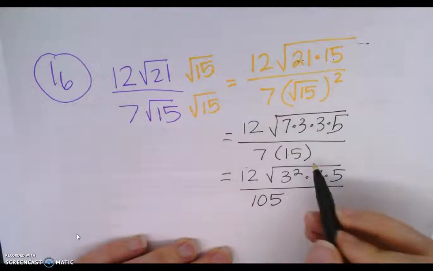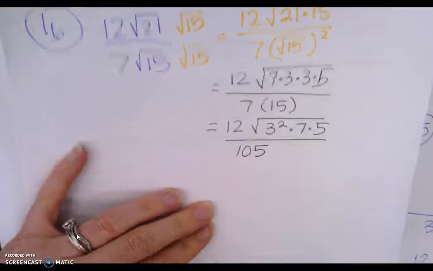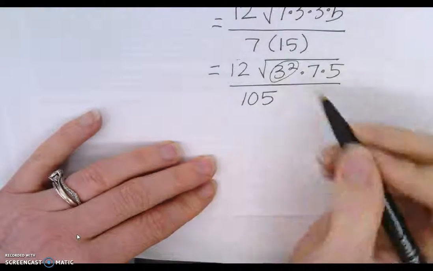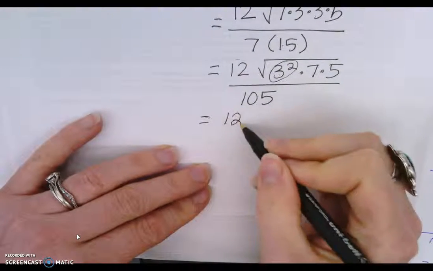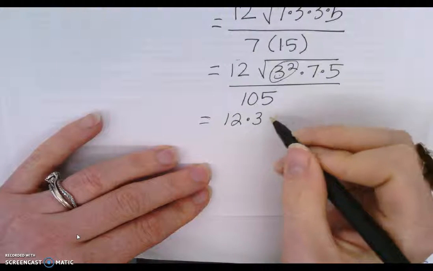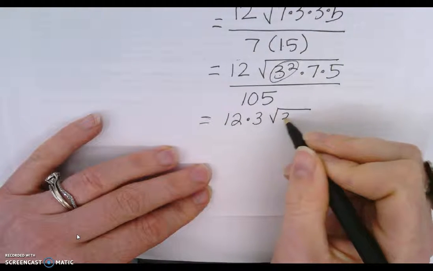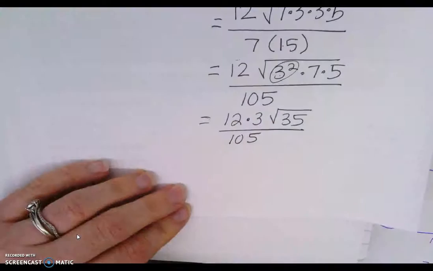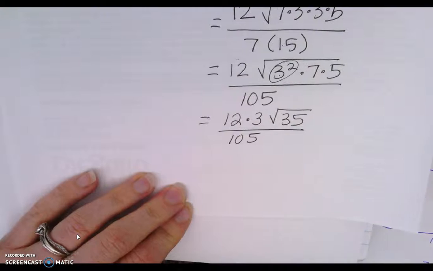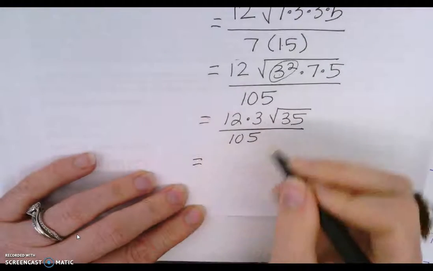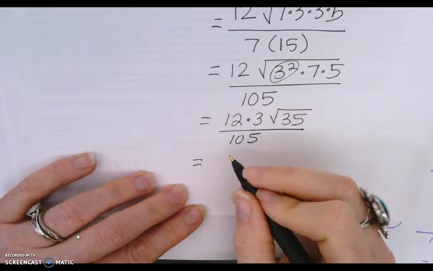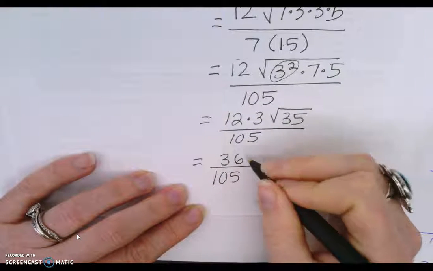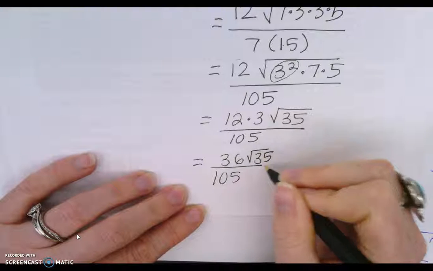7 groups of 10 and 7 groups of 5. So taking a look here, I can pull out my 3, and I'll have 12 times 3. Left on the inside, I have 35, and all of this is over 105. I know that 12 times 3 is 36 over 105, and the square root of 35 is still in my numerator.